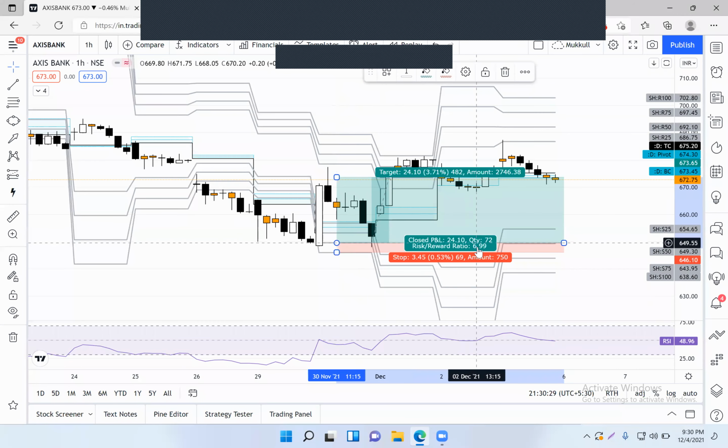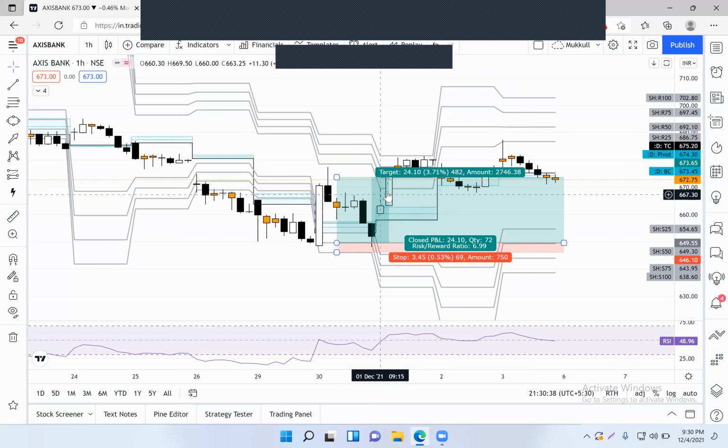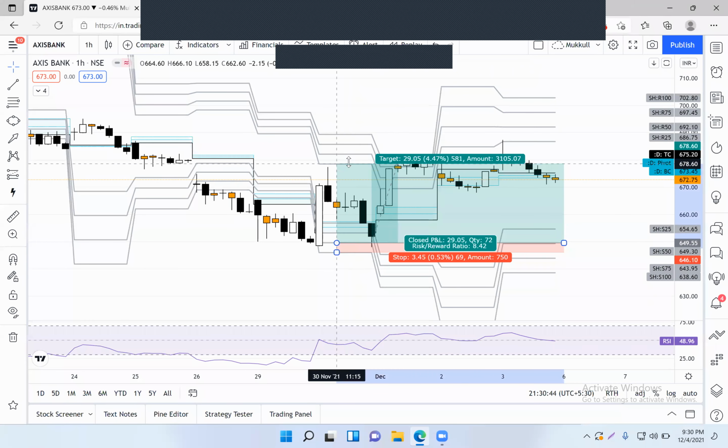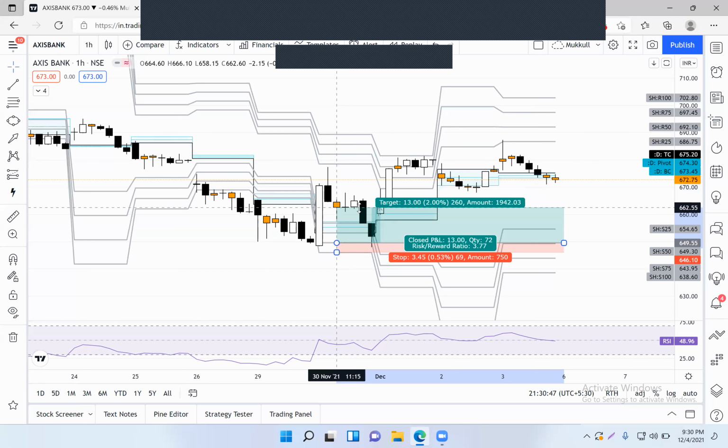R50. RR 1:7, and almost, on this next day, within 1 or 2 hours, you got 3 to 4% return. Even you can just trail this thing. देखिए आपका particular exit कब आएगा?